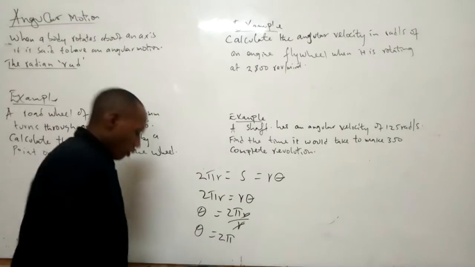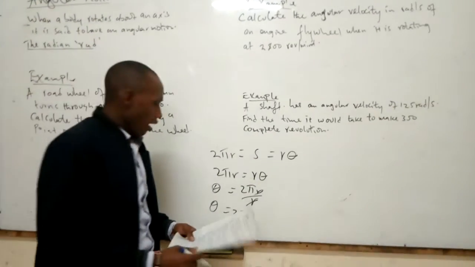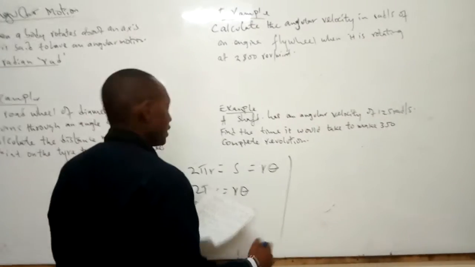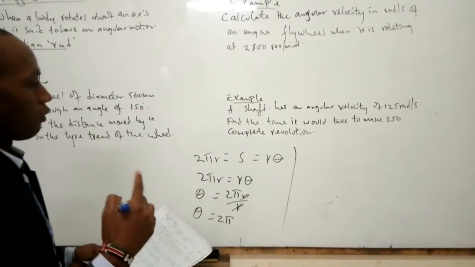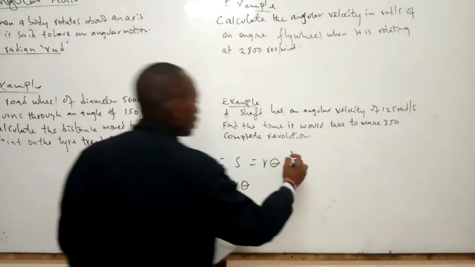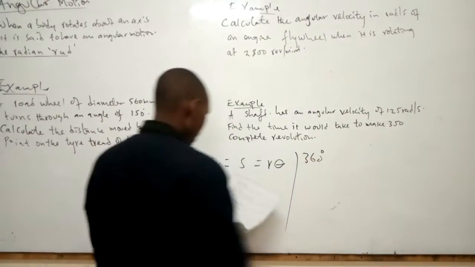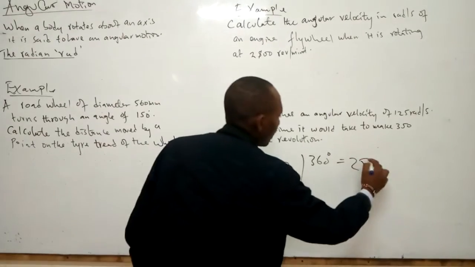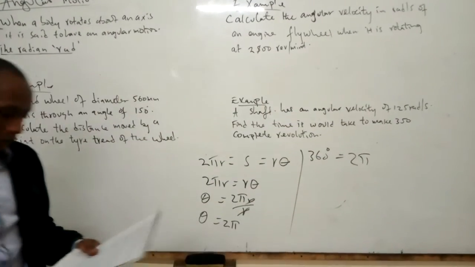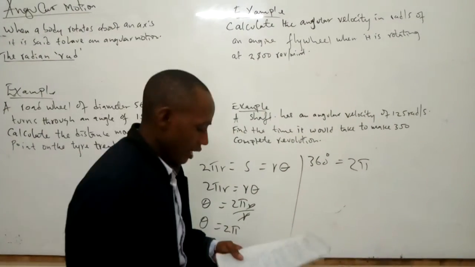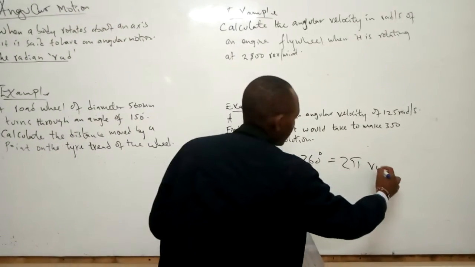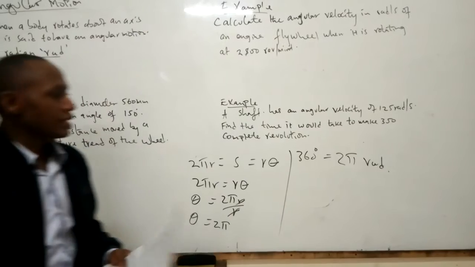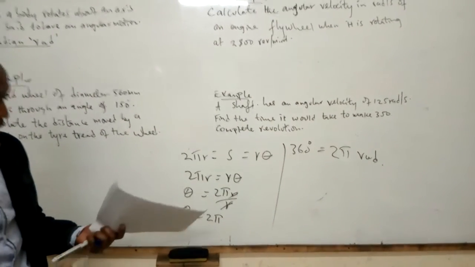For one complete revolution, it is equal to 360 degrees, which is equivalent to 2 pi radians. So if you note this, 360 degrees is equal to 2 pi radians.